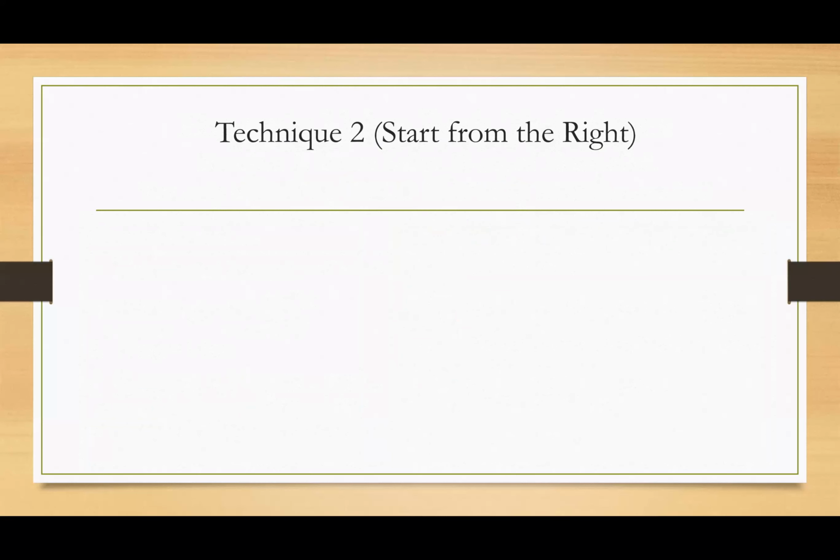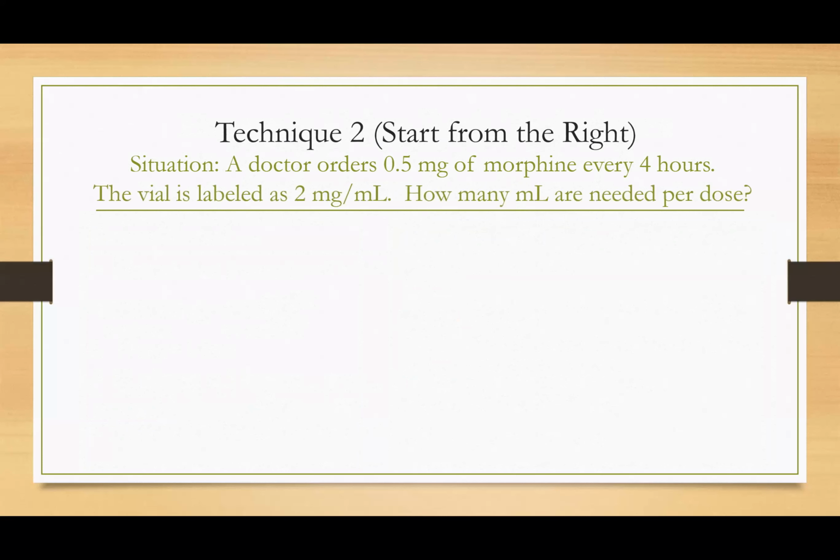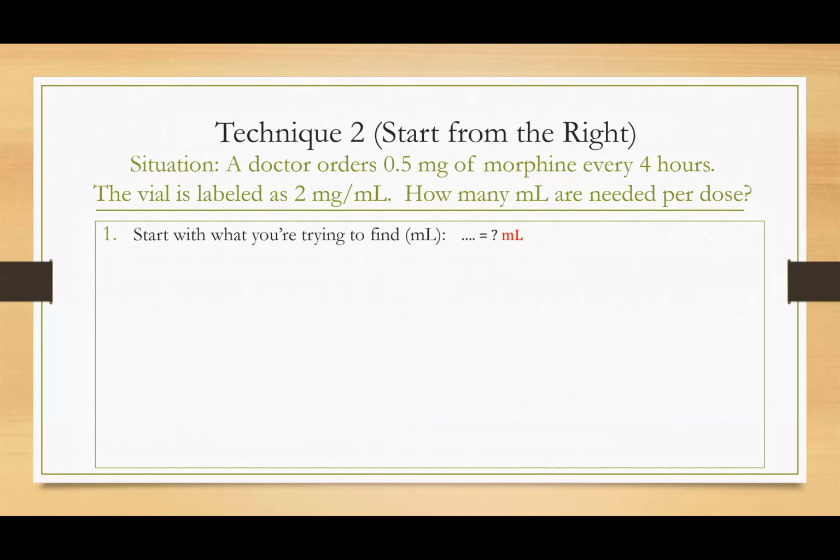Technique number 2 is where we're going to start from the right. So our situation is that a doctor orders 0.5 milligrams of morphine every 4 hours. You have a vial of this medication, which is labeled as 2 milligrams per milliliter, and you are asked to determine how many milliliters are needed per dose. Using technique number 2, we're going to start from the right, and that lets us understand we are trying to find the number of milliliters.